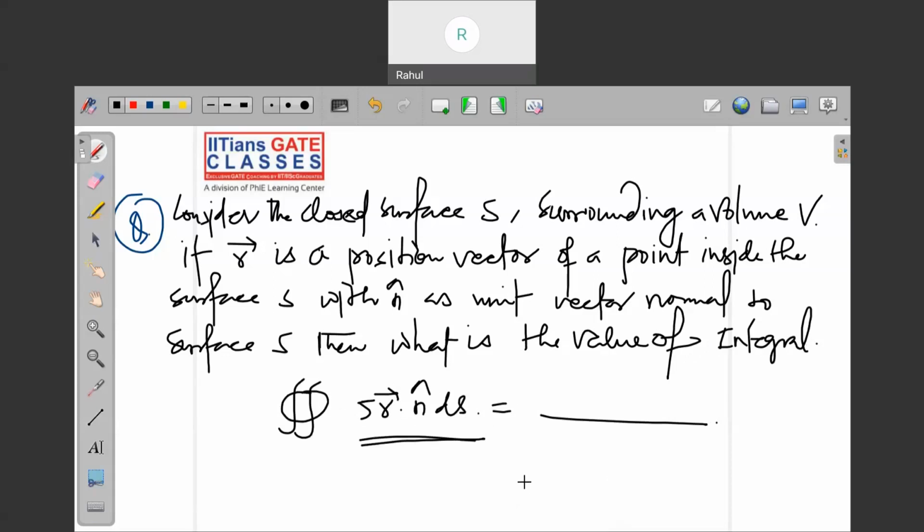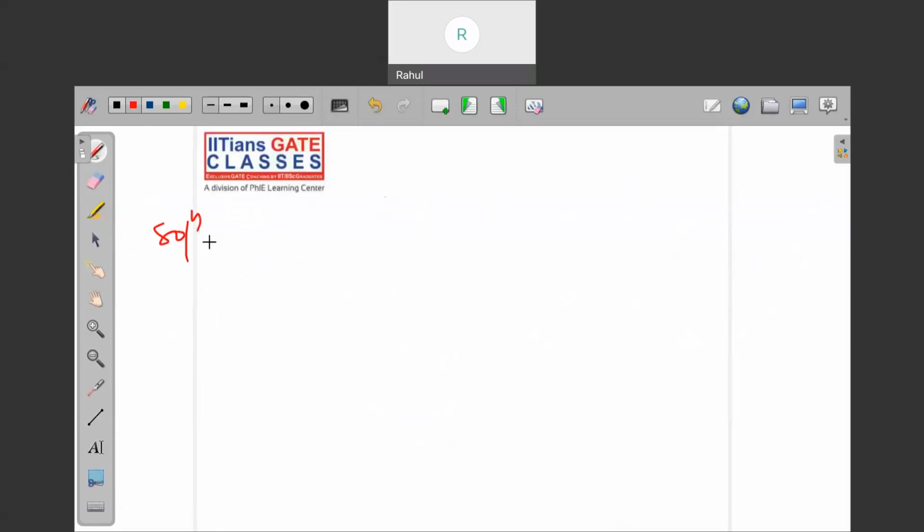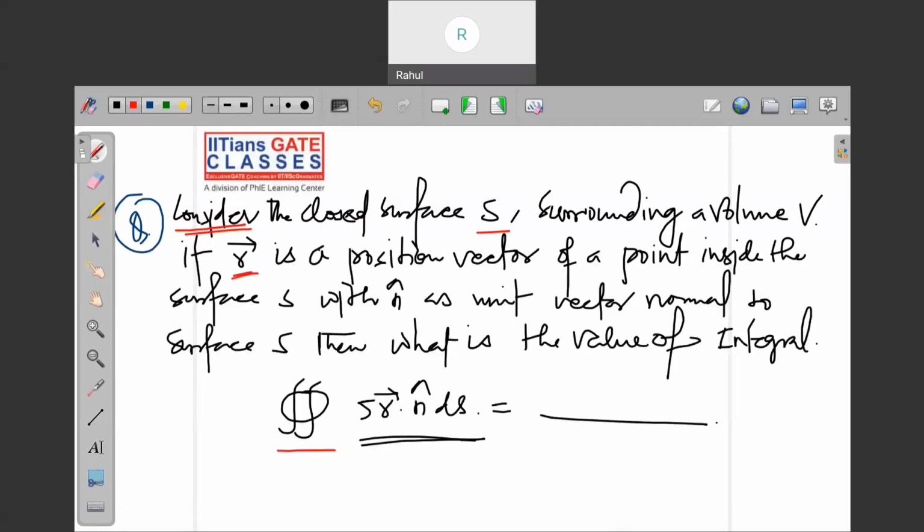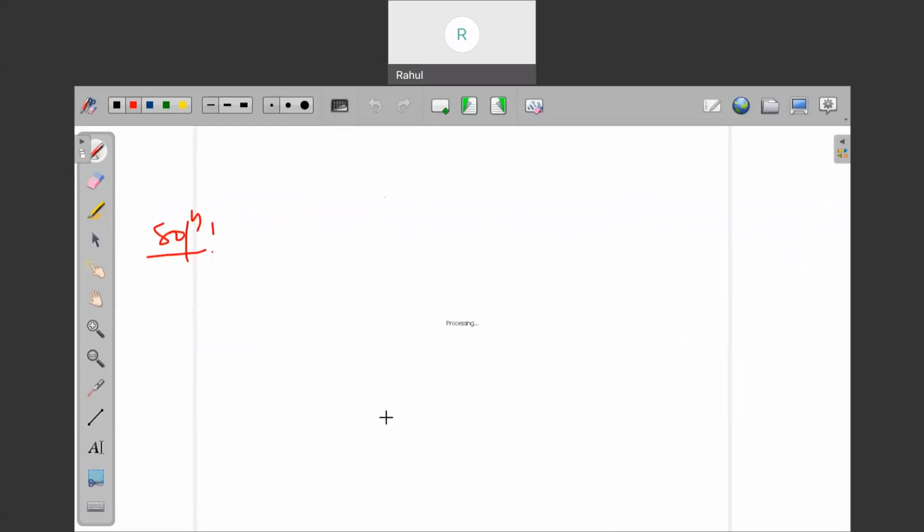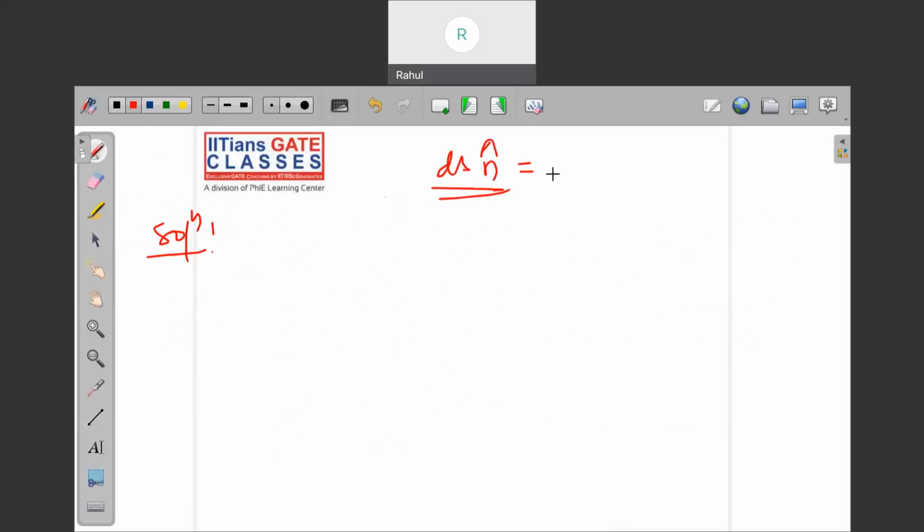So you can go through the question again. Consider the closed surface S surrounding a volume V, if R vector is a position vector. Solution. So they have given the closed surface here, and this dS times n cap can be written as dS vector, because here dS is the magnitude and this is the normal. The area is a vector quantity, the differential area is also a vector here, and n cap is the direction they have given.